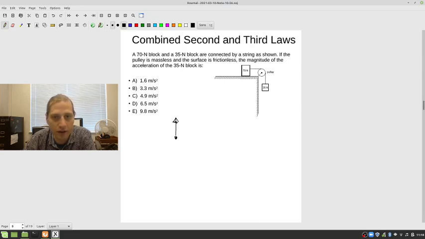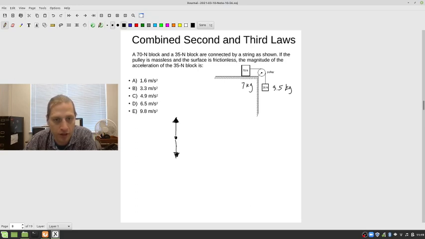It tells me that I have a 70 Newton block, so this is around 7 kilograms. I'm just dividing by g. And a 35 Newton block, so this is right around 3.5 kilograms. Being a little sloppy, but it'll be good enough. They are connected by a string as shown. If the pulley is massless and the surface is frictionless, the magnitude of the acceleration of the 35 Newton block is... Okay, now I would honestly probably give you this as a short answer question.